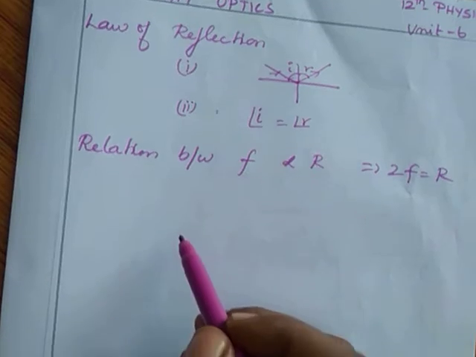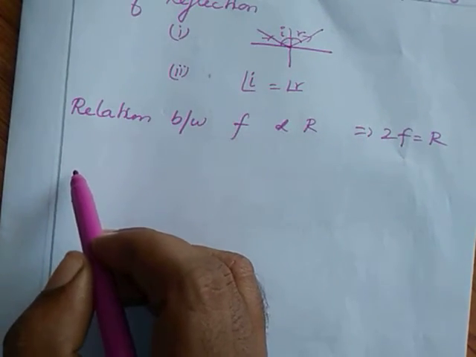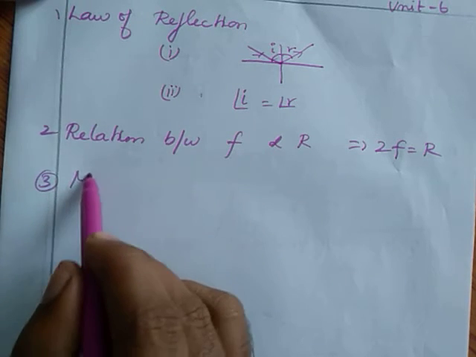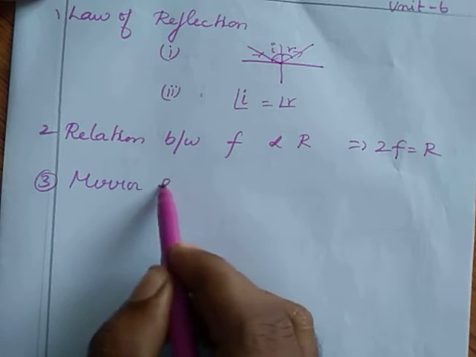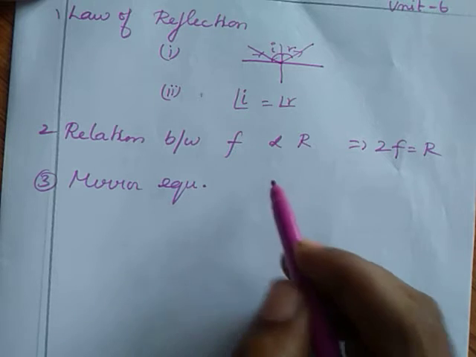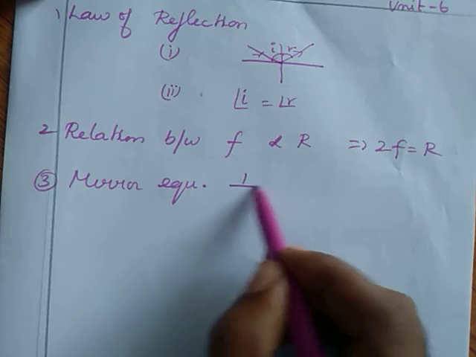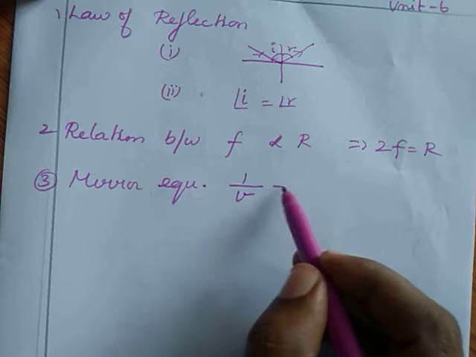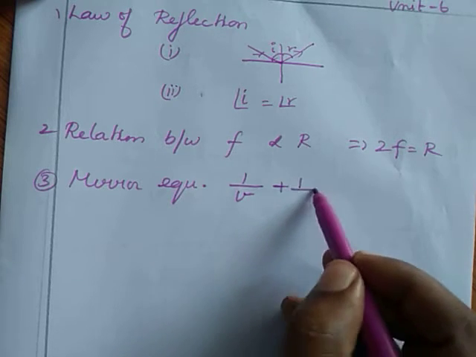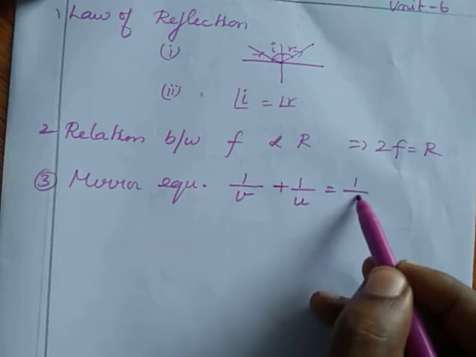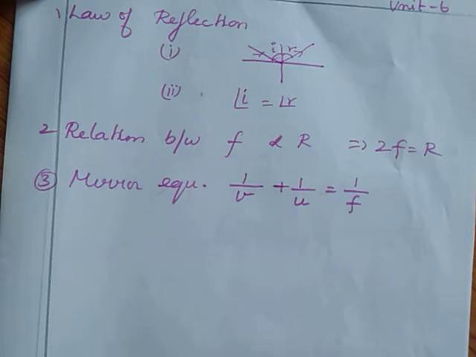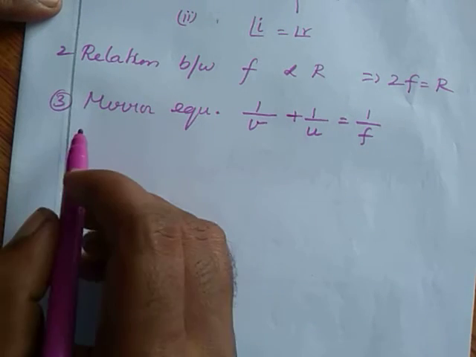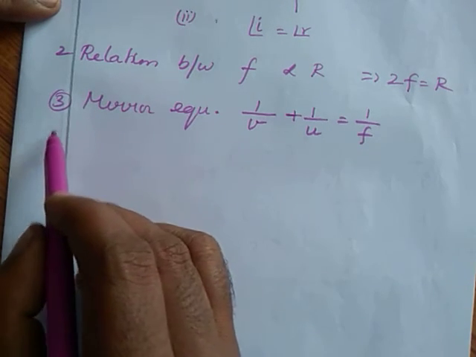Okay, then mirror equation. This equation can relate the object distance, image distance and the focal length of the mirror.